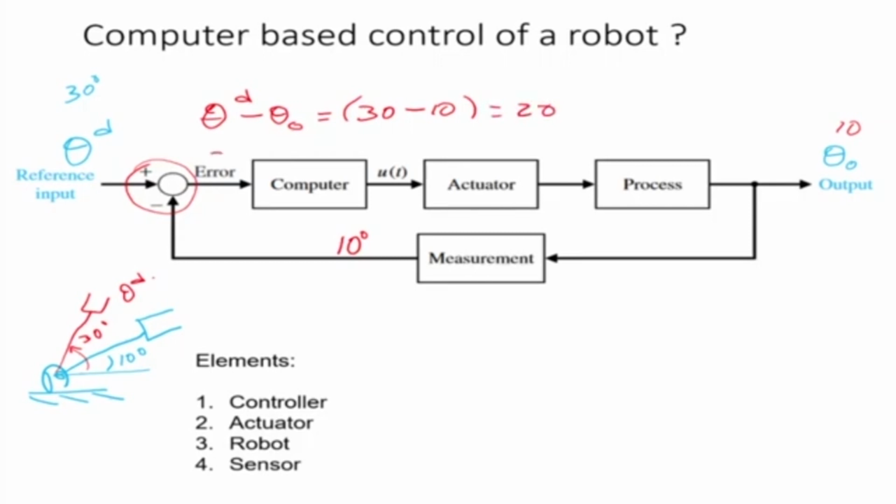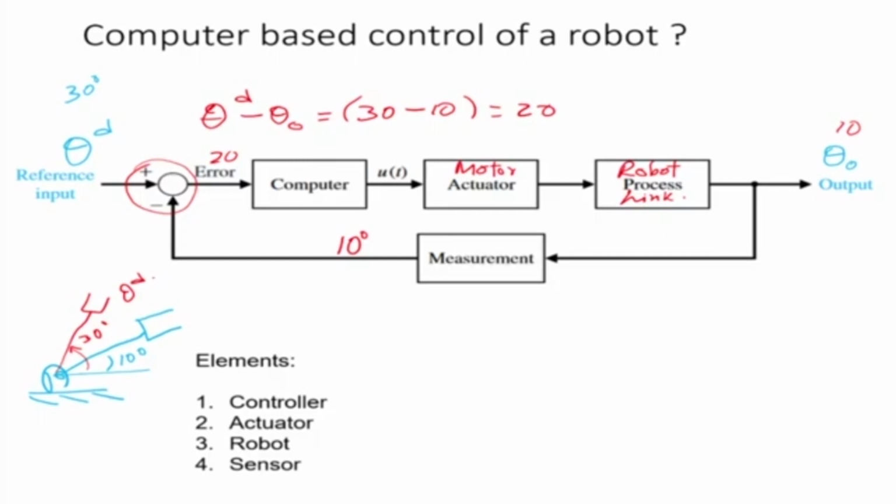So now 20 comes as the error into the computer, and then from the computer it is amplified. Okay, and then it is taken to the actuator, which is the motor here. And there is a process, which is my robot link here. Now when 20 comes here, it is going through the computer, going to the motor.